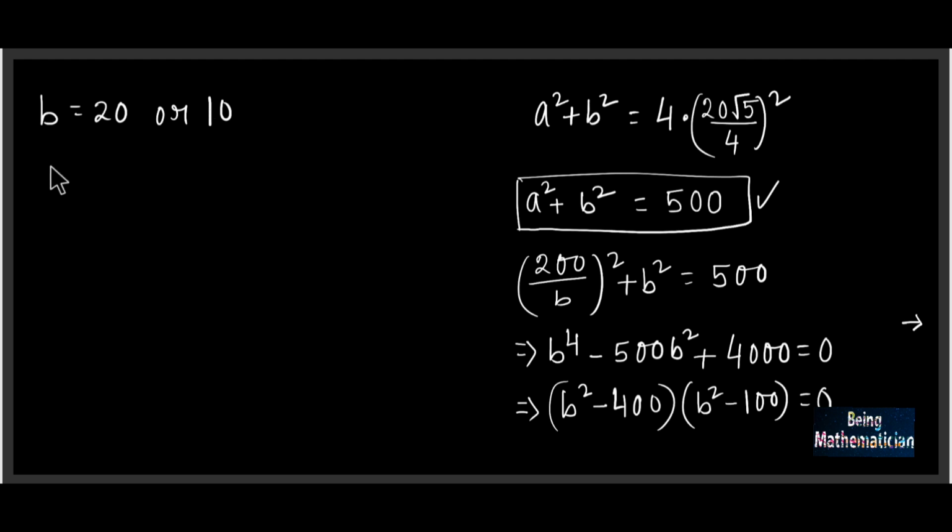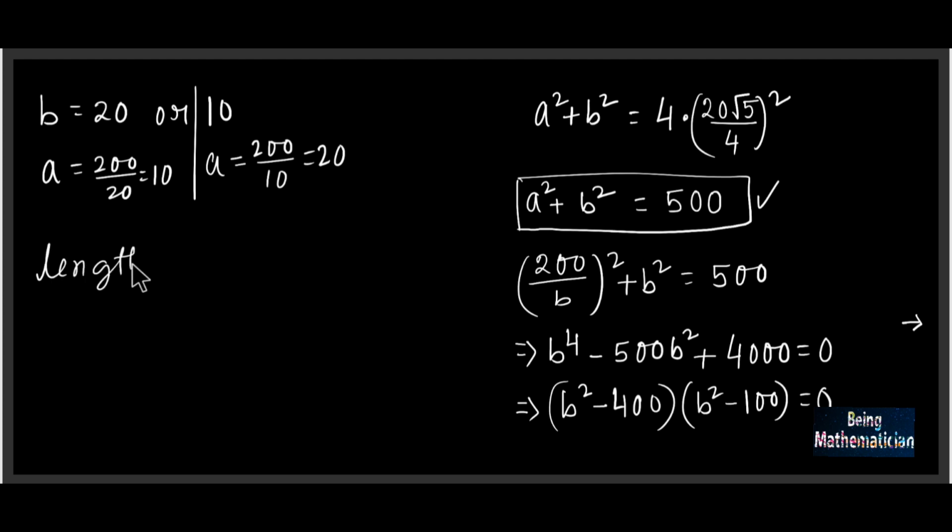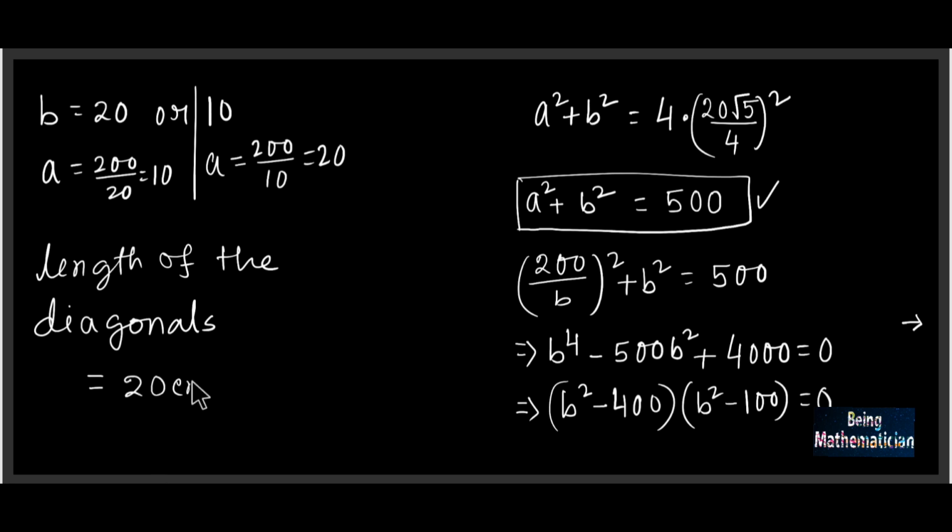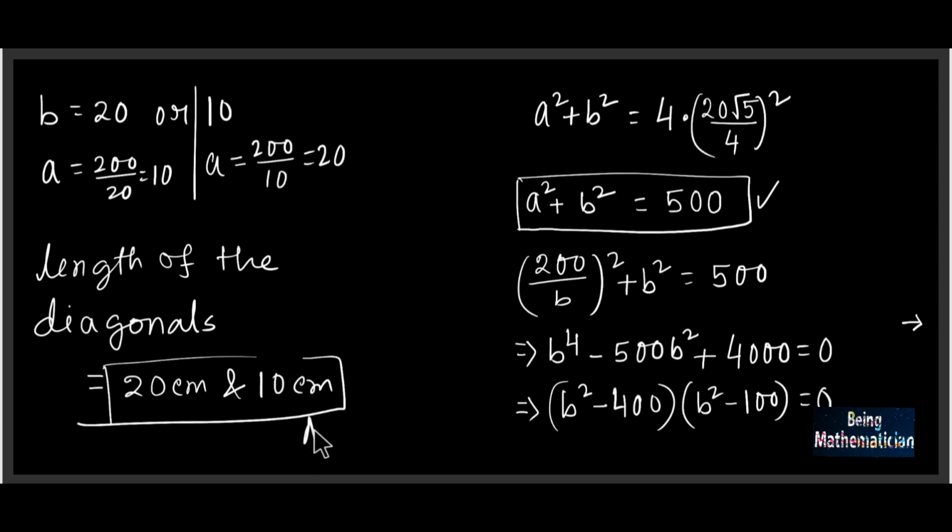Now when B is 20, then A must be 200 by 20, it is 10, and when B is 10, then A must be 200 by 10, it is 20. So the length of the diagonals is 20 centimeter and 10 centimeter. So it is our answer.